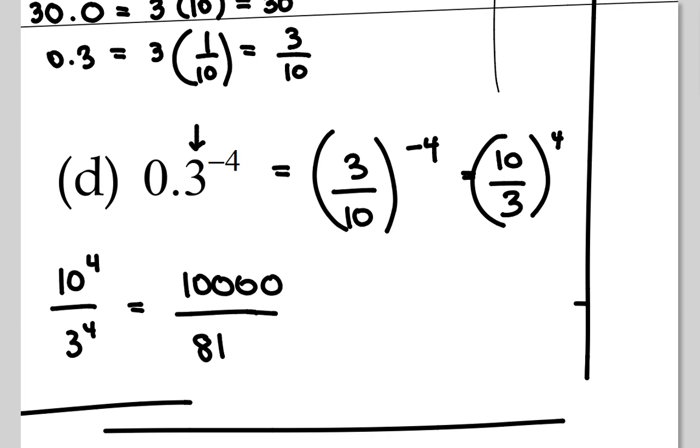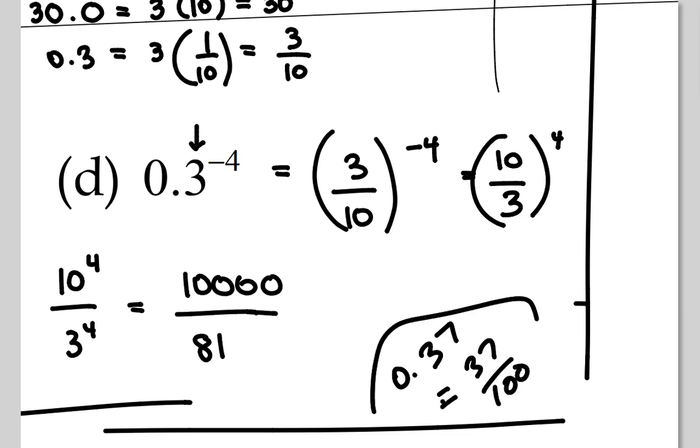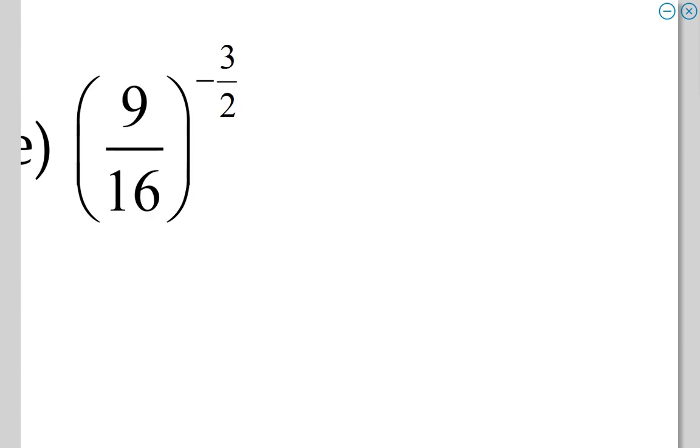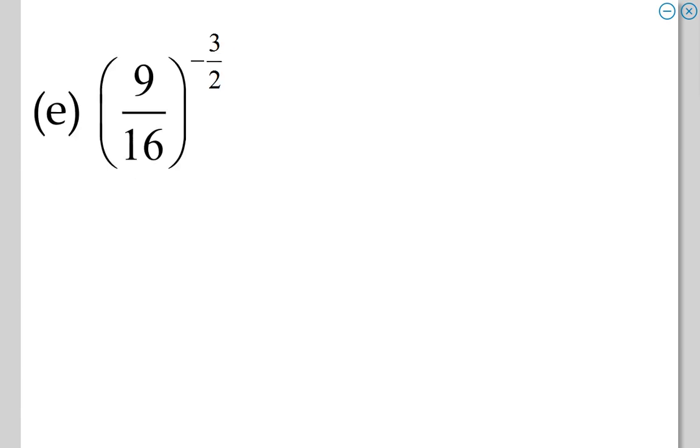Very nice. And if it was like 0.37, it'd be 37 out of 100. Well, what do you guys think?